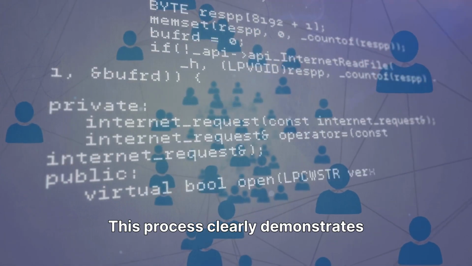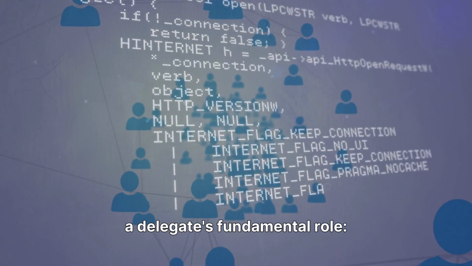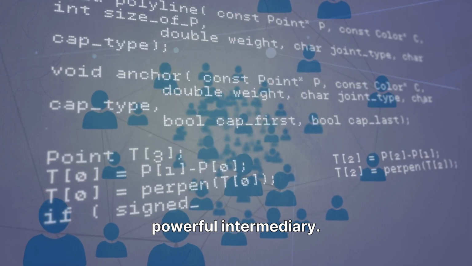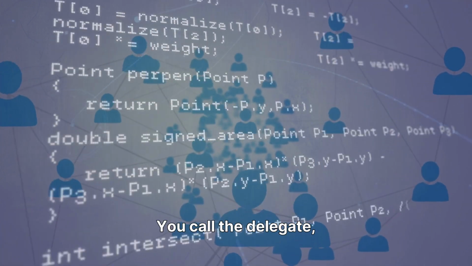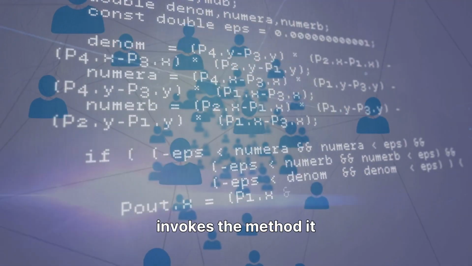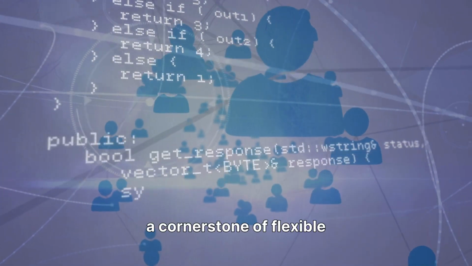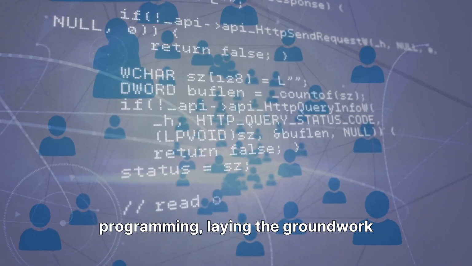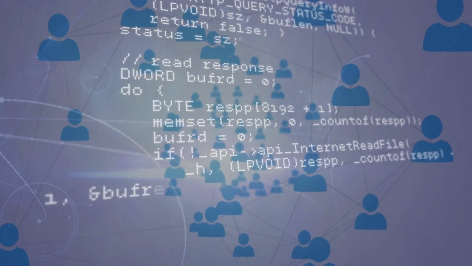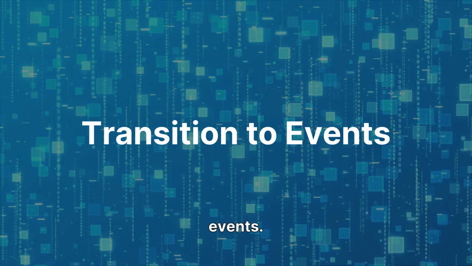This process clearly demonstrates a delegate's fundamental role. It acts as a powerful intermediary. You call the delegate, and it, in turn, invokes the method it references. This indirect invocation is a cornerstone of flexible programming, laying the groundwork for events. Now, let's transition to events.